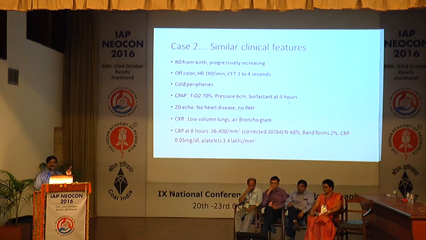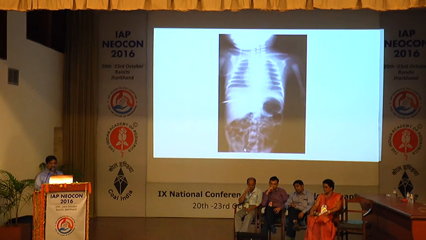He was given one dose of surfactant 4 hours ago, but the baby still has worsening distress. An echo was done which did not show any heart disease. Chest X-ray was showing typical RDS. And CBC was done at 8 hours, which is showing a count of 36,000, neutrophils 68%, band forms 2%, CRP negative and platelets 3.4 lakhs. Now this is the X-ray, which is showing normal or less inflation. There are some air bronchograms, there is some reticular granularity.